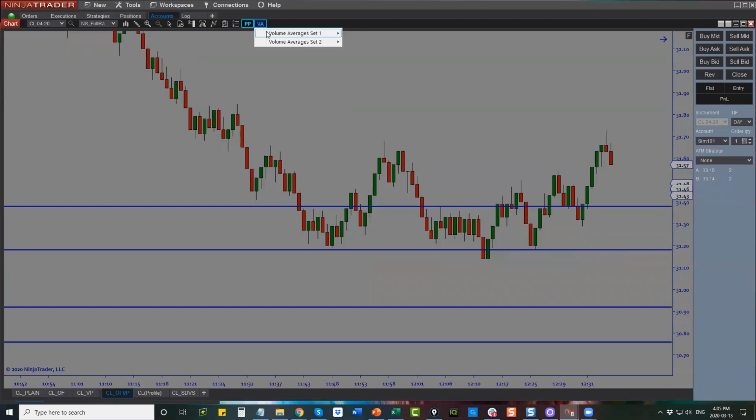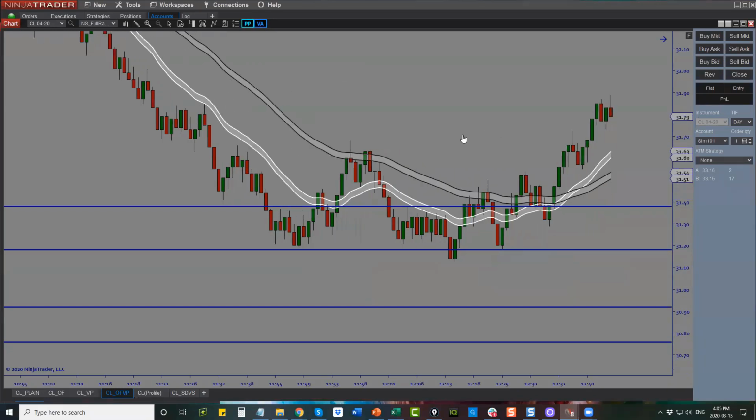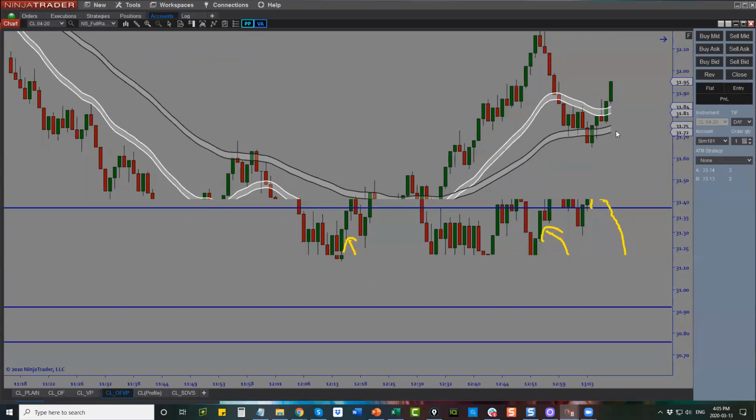Let's go in here and turn the trend lines back on, and let's just take a look at the uptrend for a second. Price came back into this trend right here. What about this right here? We get a pullback right here.